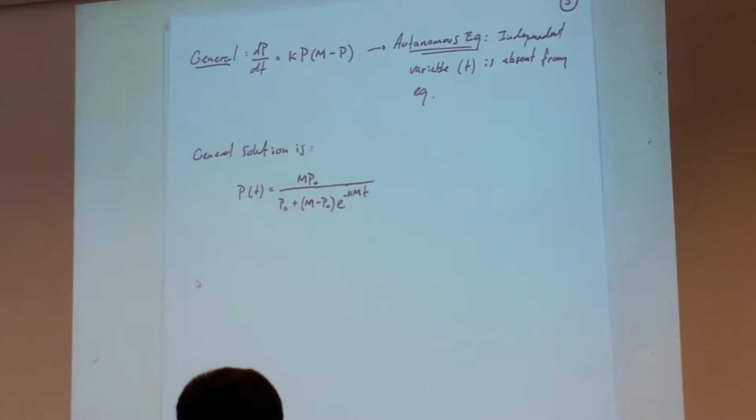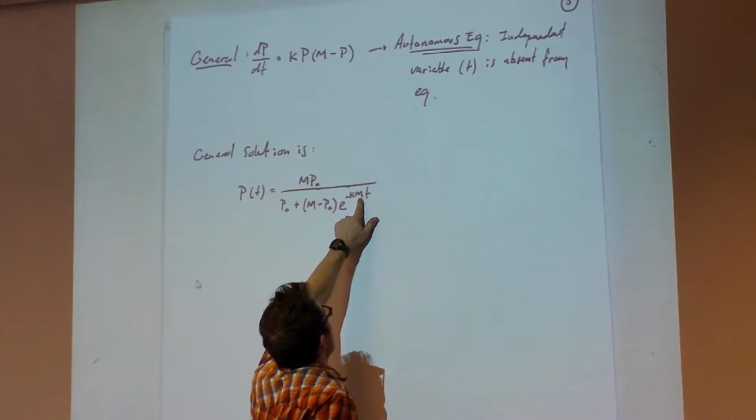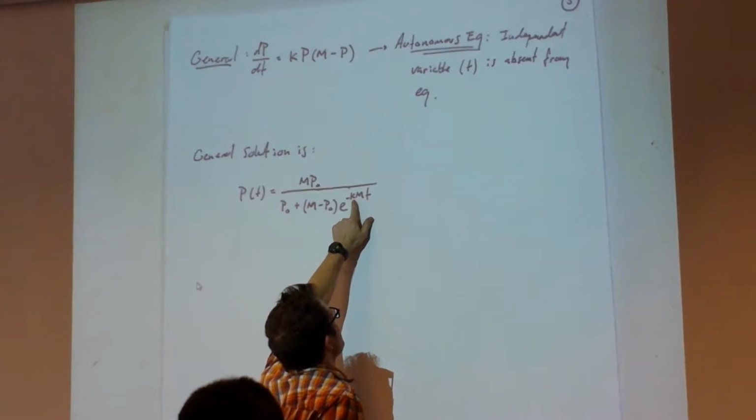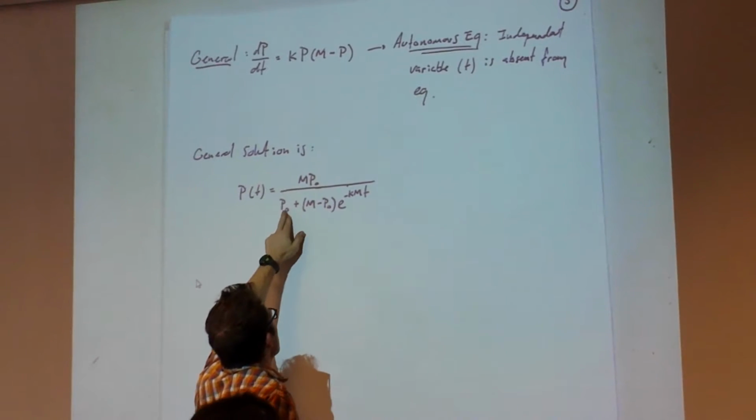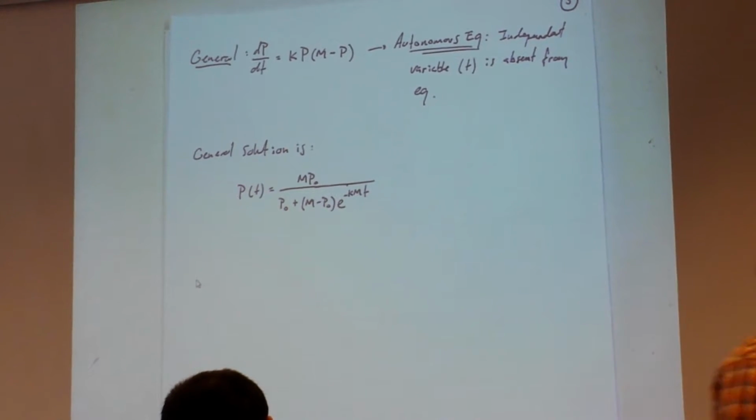So you might recognize some of these things in here. We ended up multiplying the m and once we found k, we multiply those together up here. But this is the general solution where p naught represents the population at time 0.